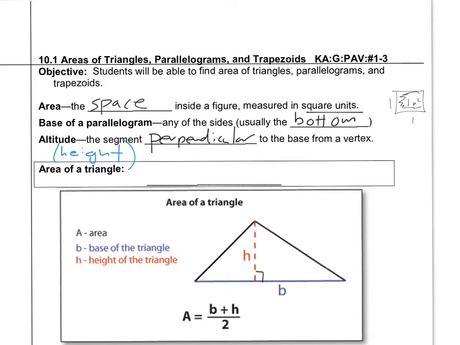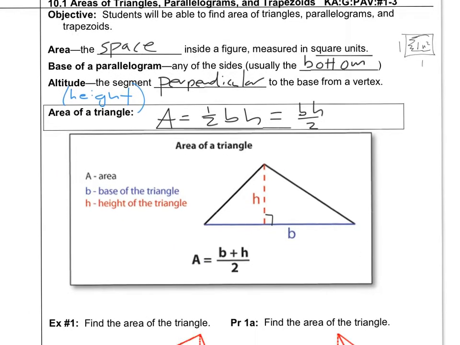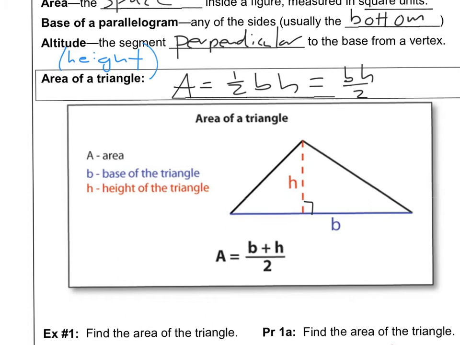So the area formula for a triangle is 1/2 base times height, or you could write it as base times height divided by 2. And in this picture, the picture is actually wrong, so let me just fix this real quick. This should be multiplied, so it should be base times height divided by 2.